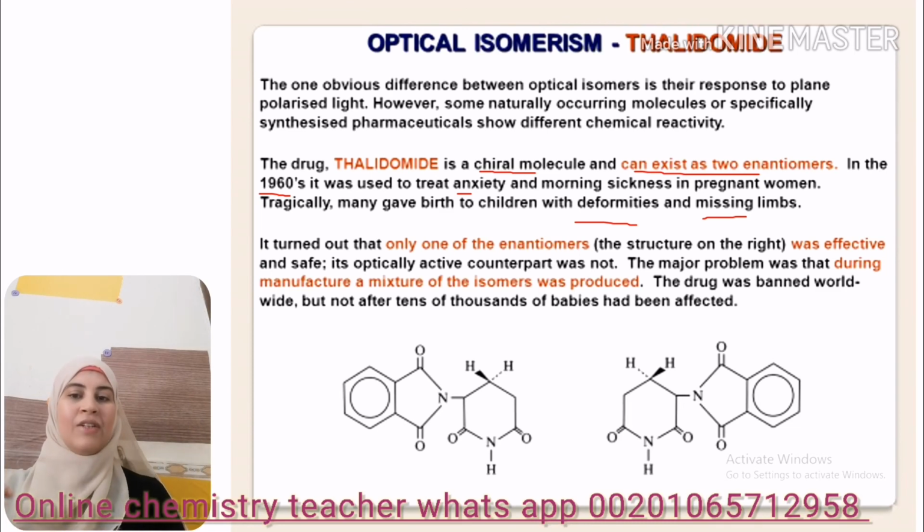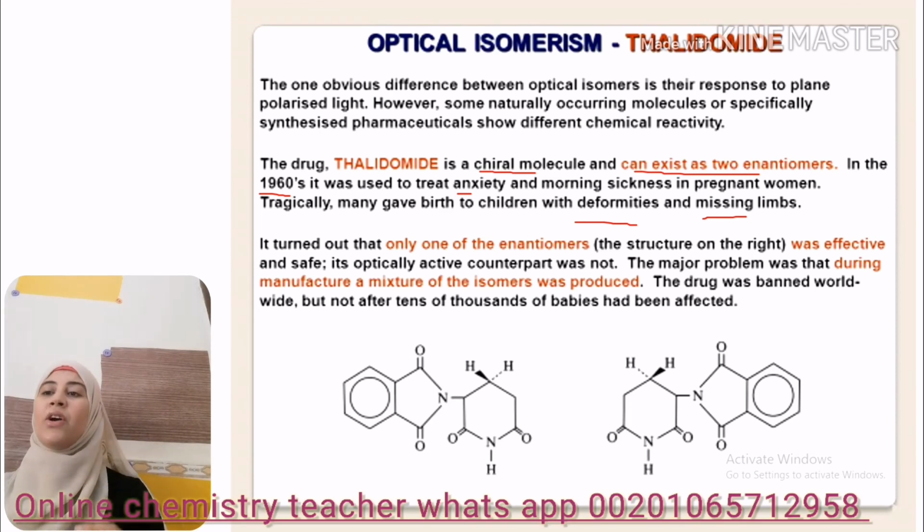But in the factory, by mistake, the other isomer was added to the mixture. The other isomer, when added to the mixture in the human body, is converted into one of the compounds which can cause problems for newborn babies. So it is turned into only one of the enantiomers. It is the structure on the right. The first one was effective and safe, but the other one is harmful.